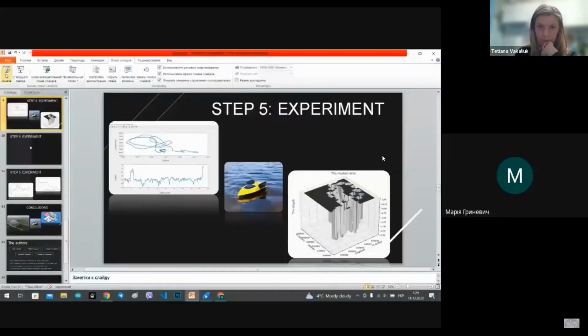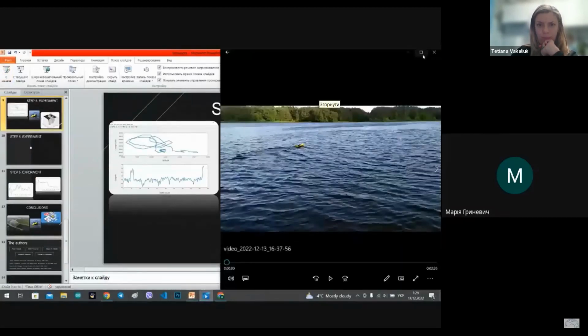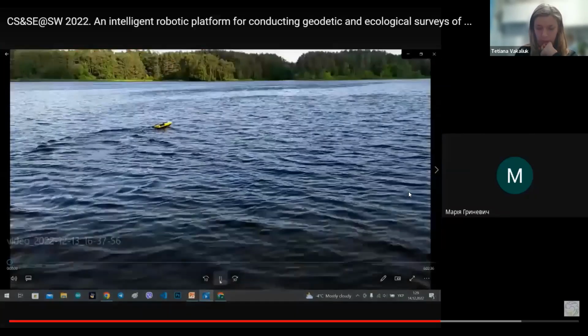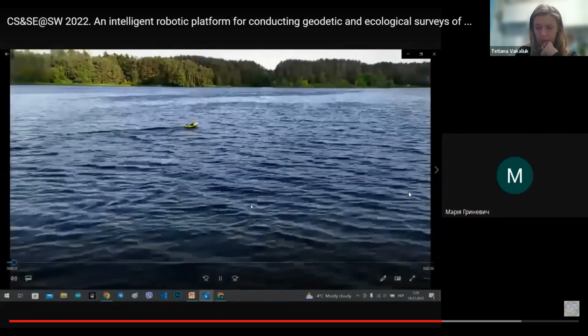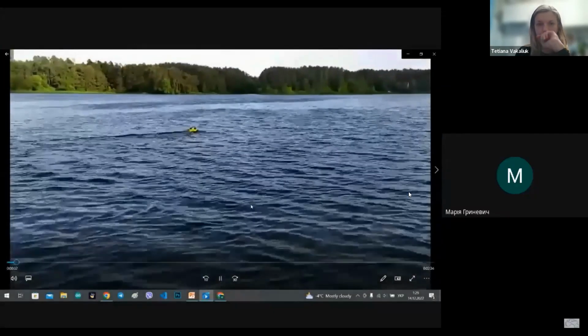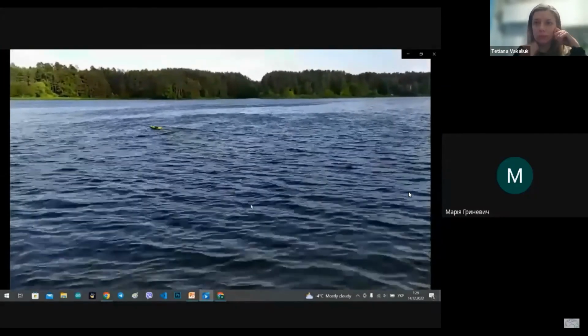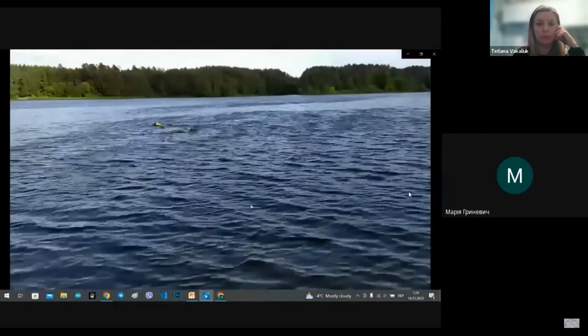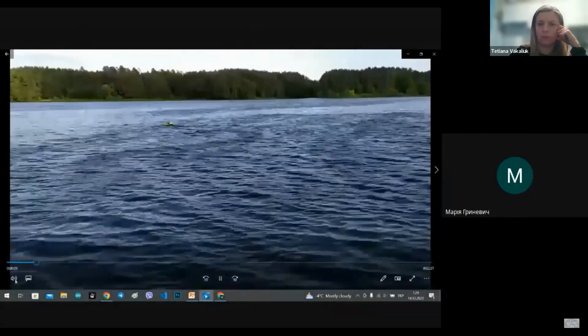Okay, and now we can see how our platform works. So this is a real experiment, and you can see how it works.